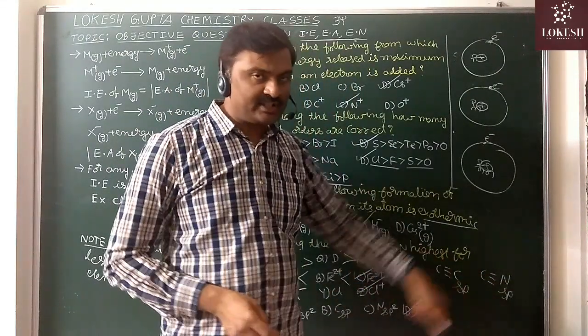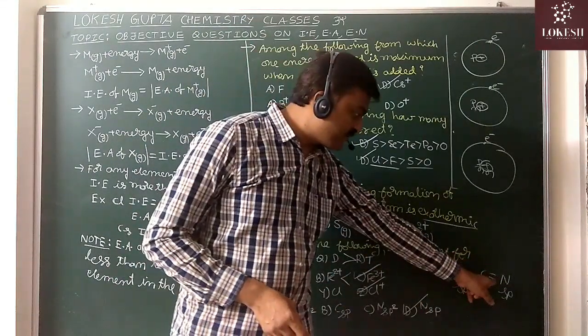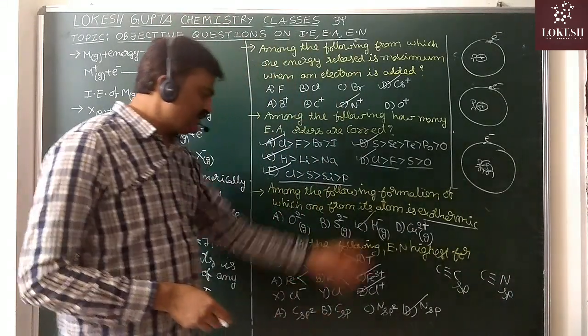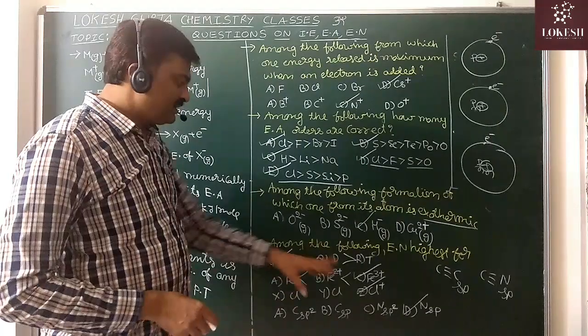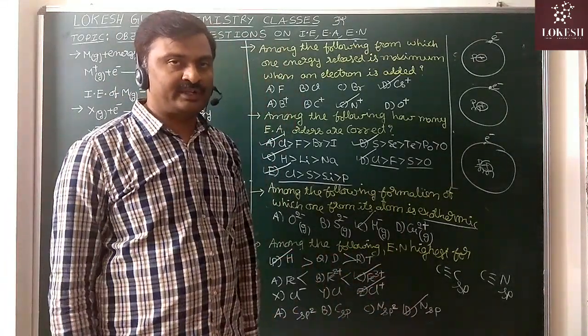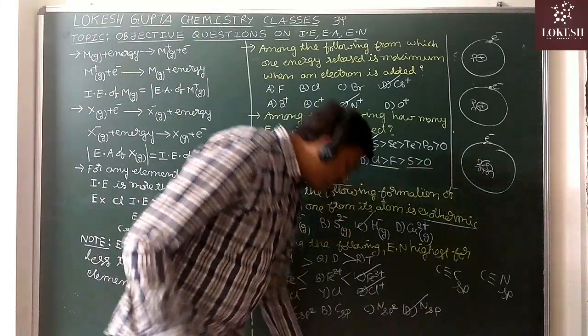For this nitrogen also, this rule is applicable. It is forming two pi bonds, so it is sp hybridized nitrogen. So that is the answer: sp hybridized nitrogen is the most electronegative among these. Next, one more question.